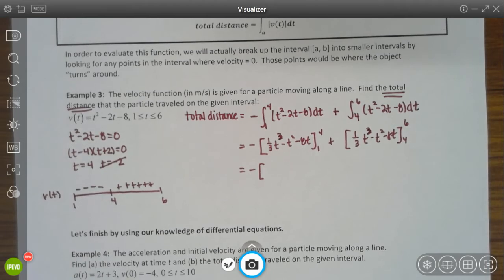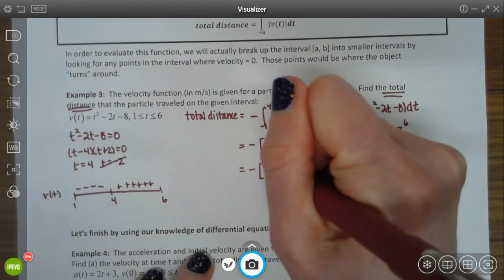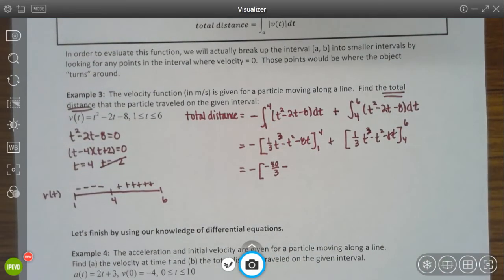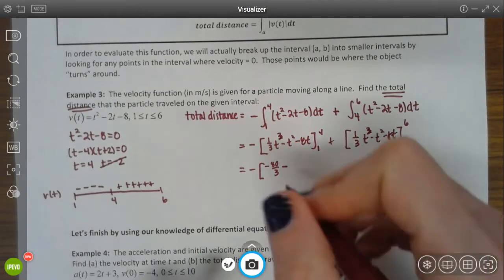When I go and replace all of those t's with 4, I ended up getting negative 80/3 for this first value. And I'm going to do minus. When I went ahead and replaced all those t's with 1 and worked it out, I got negative 26/3.